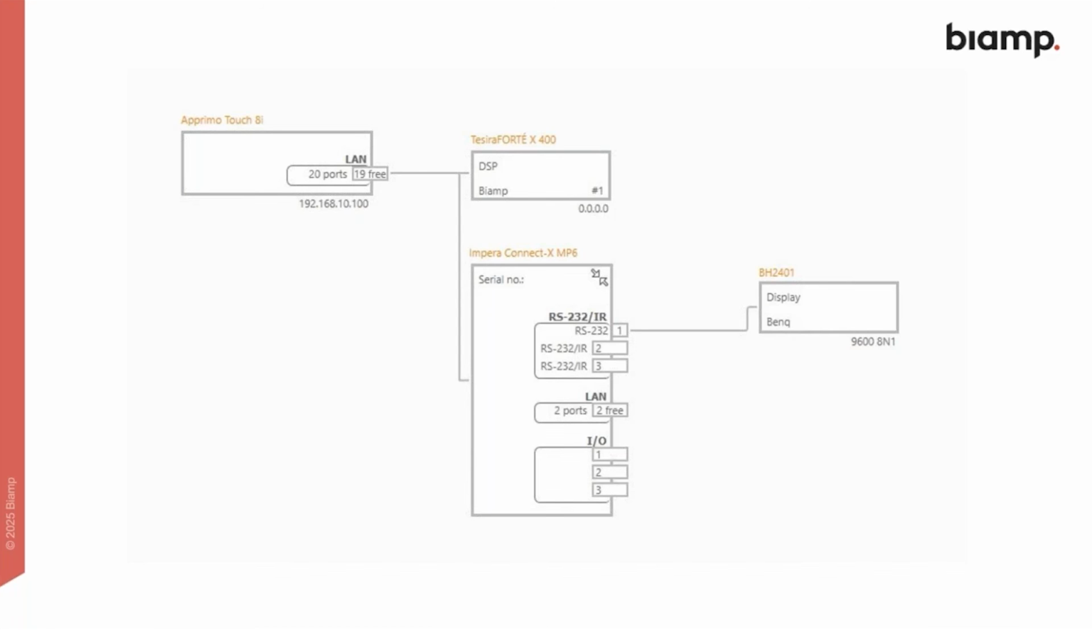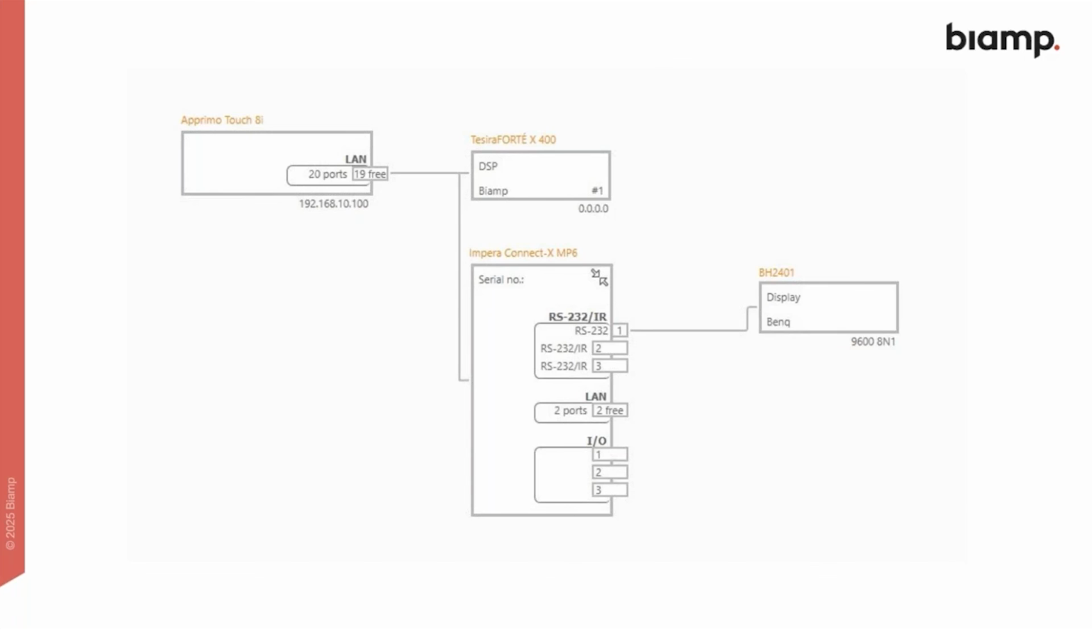One thing you'll notice in this schematic is that you see two devices. One is the X400 DSP to Sierra Forte, and the other is the MP6. Yet on the Touch 8i side, out of the 20 ports, it's showing only one used. So only the X400 is actually using the quota of the 20 ports. Any Impera style device, controller, touchscreen, expander, although they connect over the network, does not use the quota of the available ports for a controller. And this applies to other controllers as well. So it's an internal connection, and doesn't count towards the total limit.